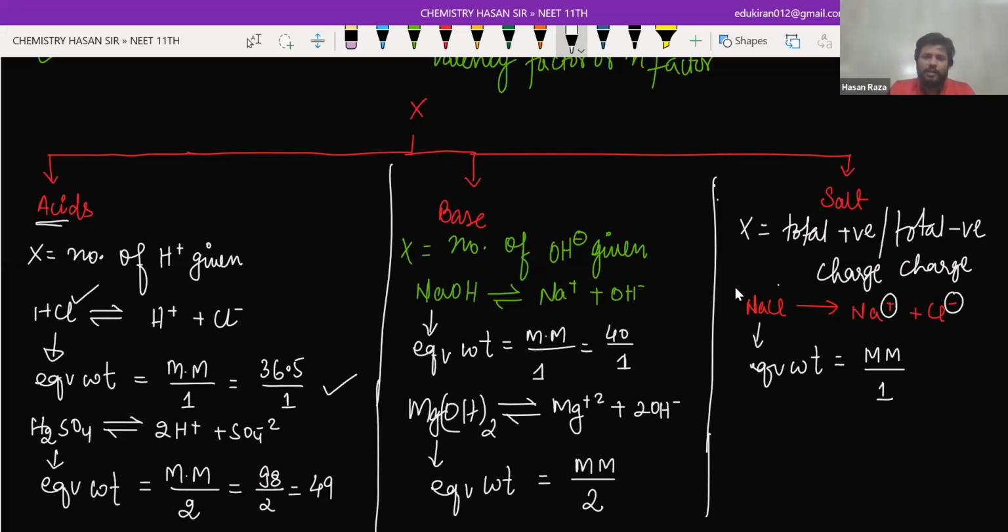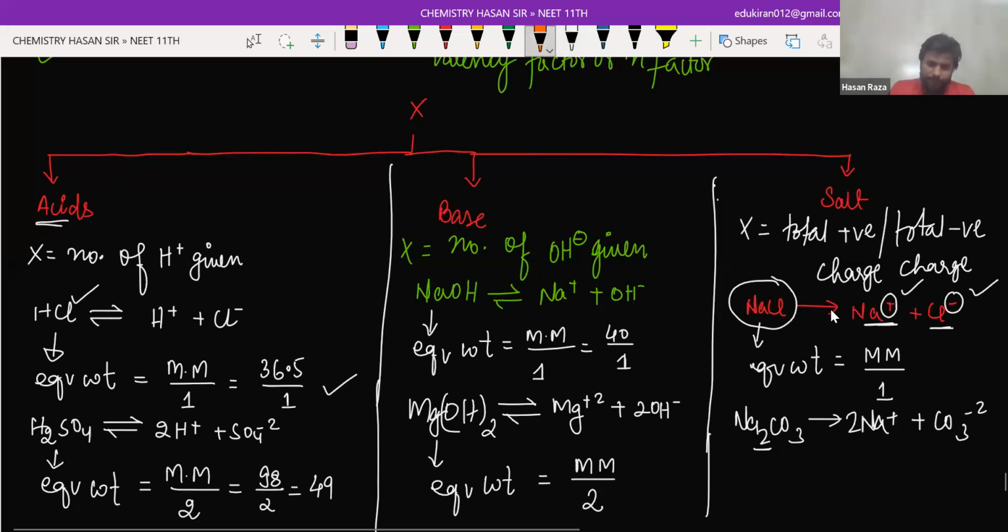Can you see any charge in NaCl? It is neutral. So when you break this, whatever is the positive charge and whatever is the negative charge, they will be equal. See, -1, +1. You need to take it without sign. If it is Na2CO3, which is a salt, this will be Na+ and CO3 2-. Now you can see 2 sodium is there, so you are going to make it 2.